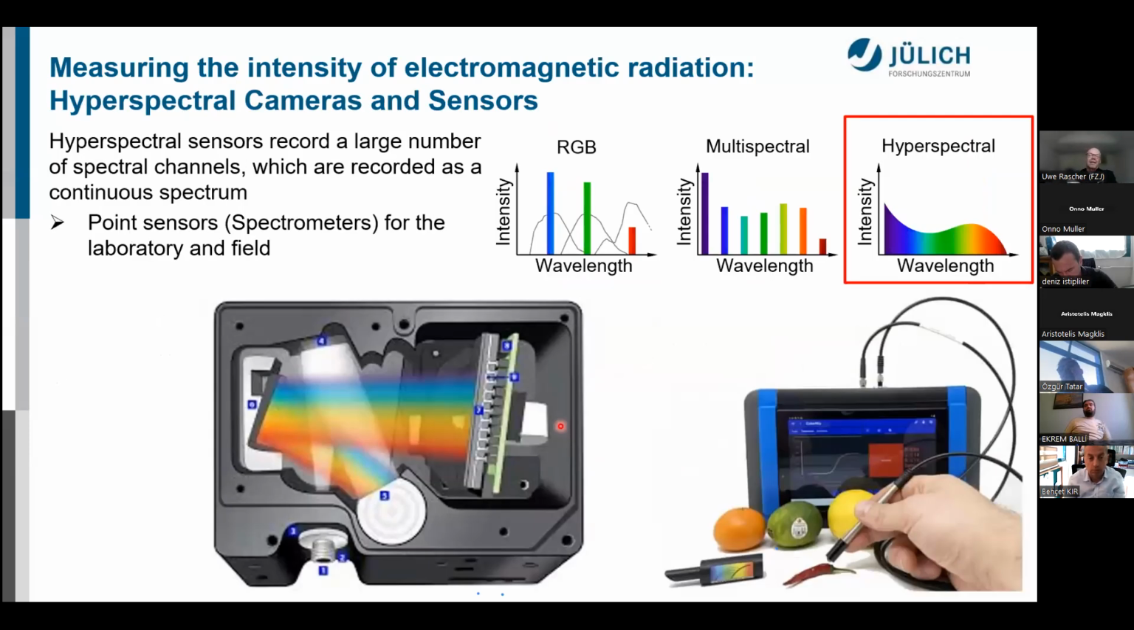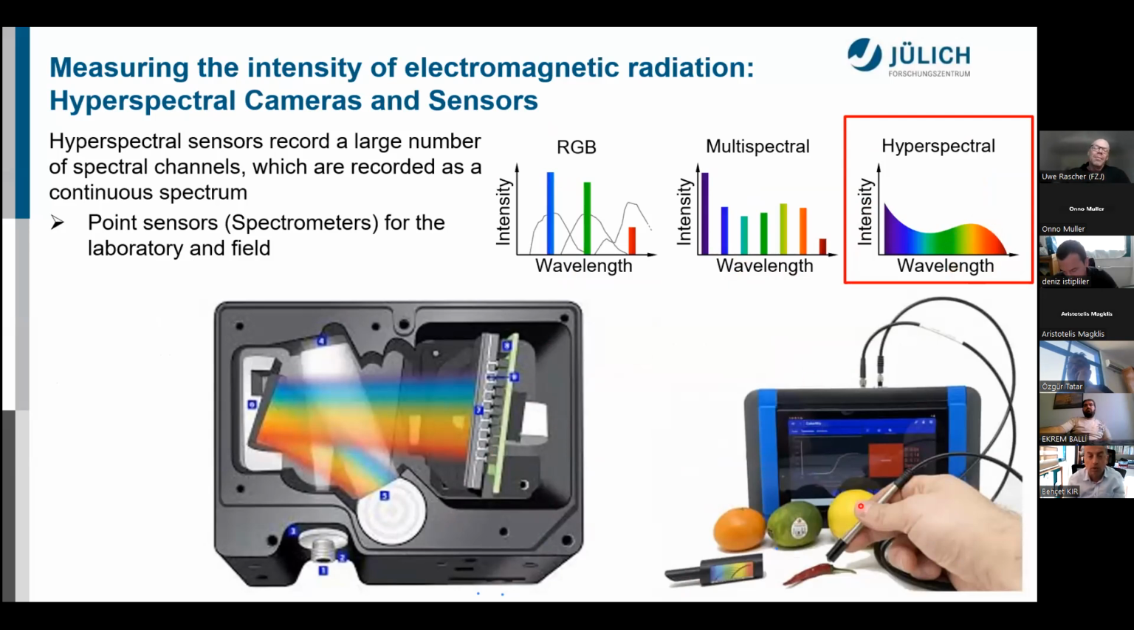However, the technology moves on, and people wanted to move further towards hyperspectral measurements, so not only multispectral measurements, which I just talked about before, but really have a continuous spectrum of a measurement. This is the definition of a hyperspectral measurement, that you really have hundreds of wavelengths which form a continuous spectrum, not discrete bands anymore.